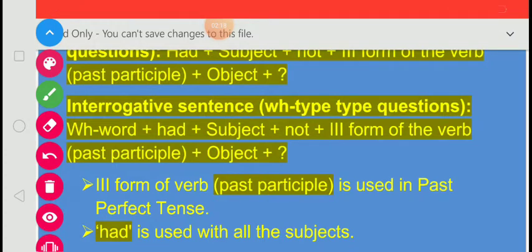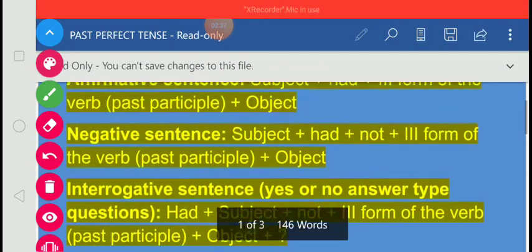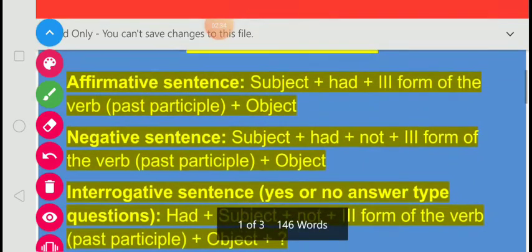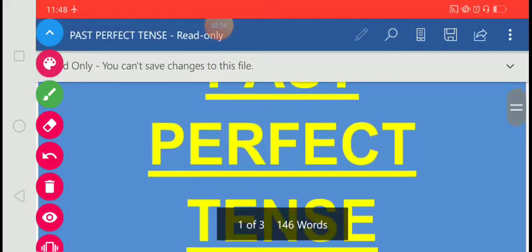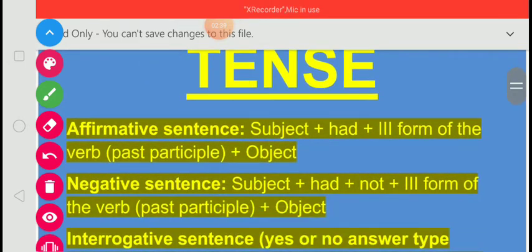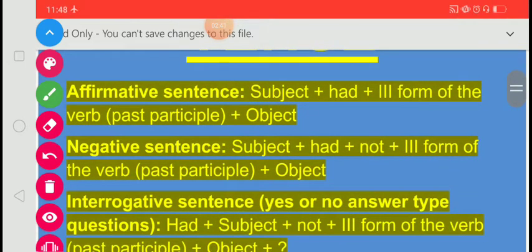Okay students, now interrogative WH type. We use a WH word, where, when, why, how, etc., at the beginning of the sentence. So you can see all things remain the same. In all the types of sentences, the structure remains the same, and the only difference is that we use had in past perfect tense, and in present perfect tense we use the helping verb has, have. Here, instead of has, have, we use the helping verb had.